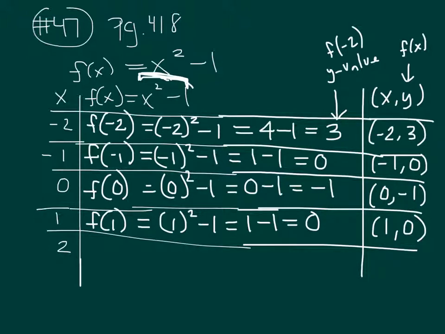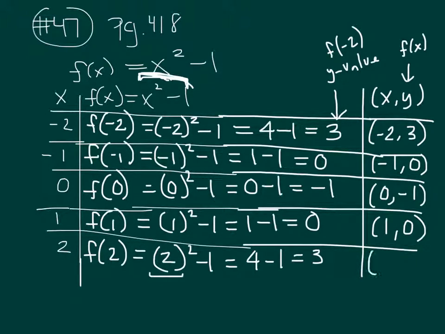And then finally, if x is 2, f of 2 means plug in 2 into the f function, right? So 2 squared minus 1, well, 2 squared, that's just 4, minus 1 is 3. So if x is 2, y is 3. So I'm going to go ahead and highlight some of these. So my inputs are my yellow guys. So these are all inputs.